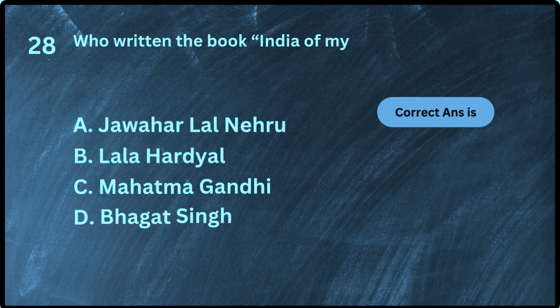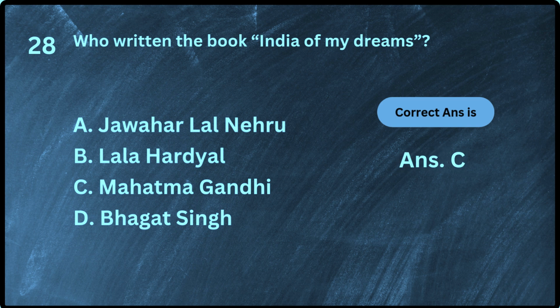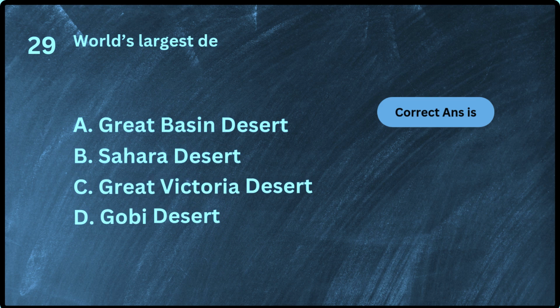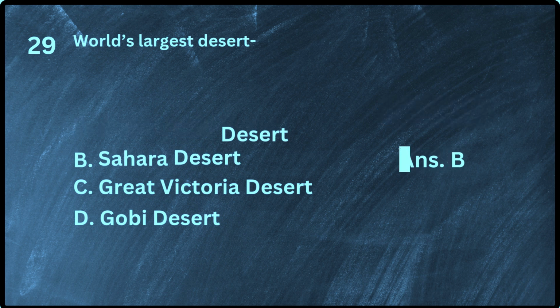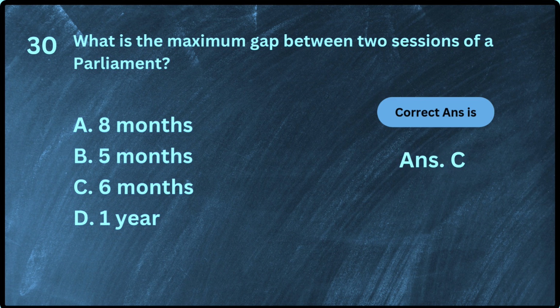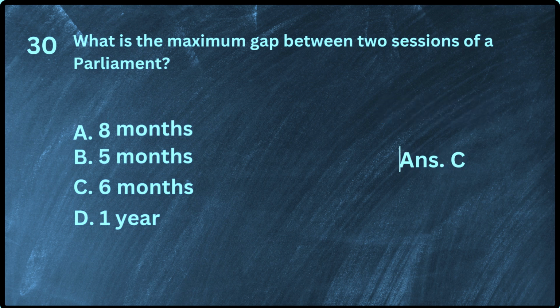Who wrote the book India of My Dreams? Correct answer is option C. World's largest desert? Correct answer is option B. What is the maximum gap between two sessions of a parliament? Correct answer is option C.